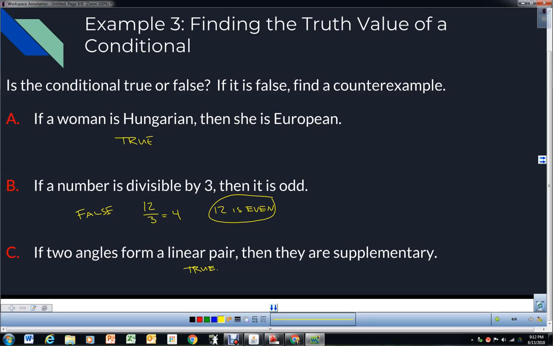Then if two angles form a linear pair, then they are supplementary. There's no other way to get around that. That is a true statement.